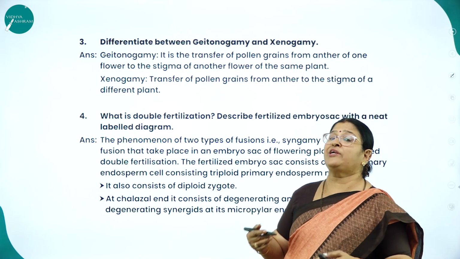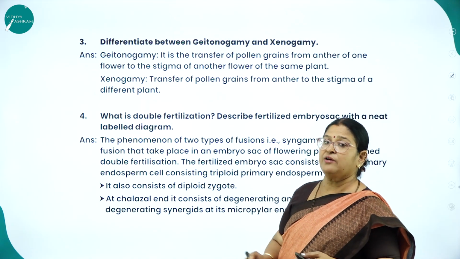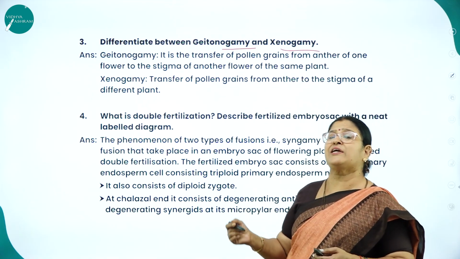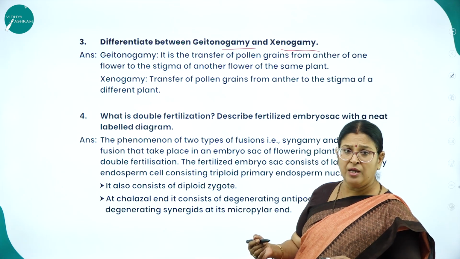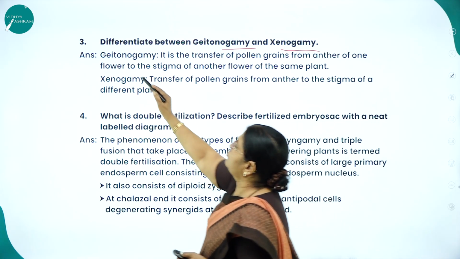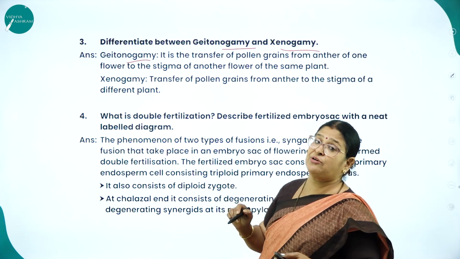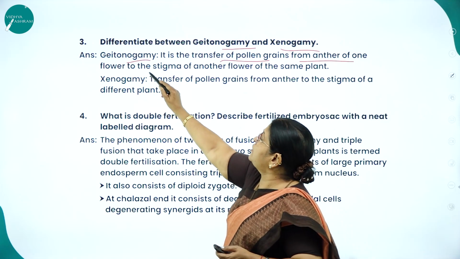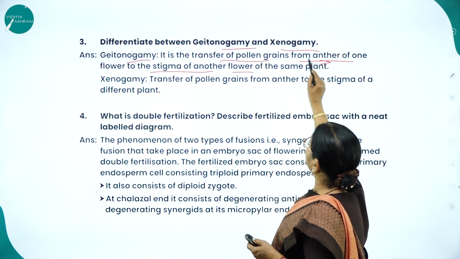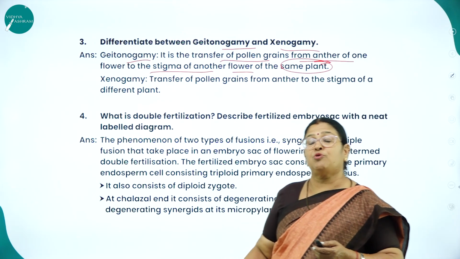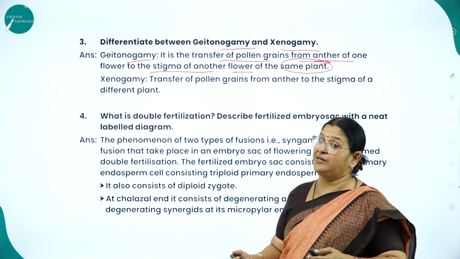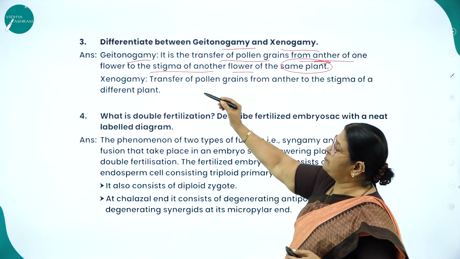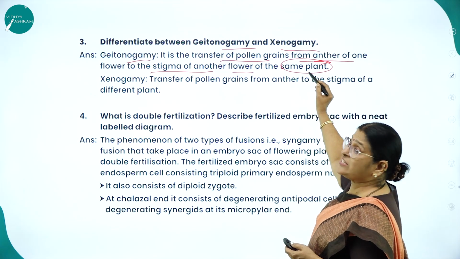So what type of questions were asked? For example, the third question: differentiate between geitonogamy and xenogamy. This is a most possible question that is asked in the paper. Why? Because this is a very important word, geitonogamy. What is geitonogamy? It is the transfer of pollen grains from the anther of one flower to the stigma of another flower, but of the same plant. So more or less, it is like cross-pollination, but it is like self-pollination. Because you see, it is the transfer of pollen grains from the anther of one flower to the stigma of another flower of the same plant.